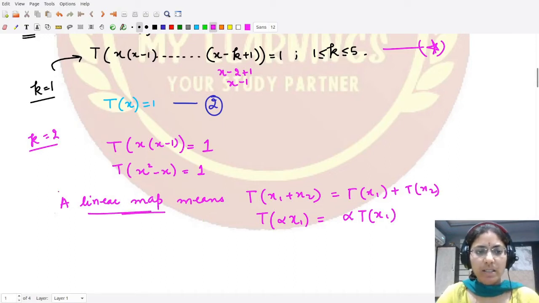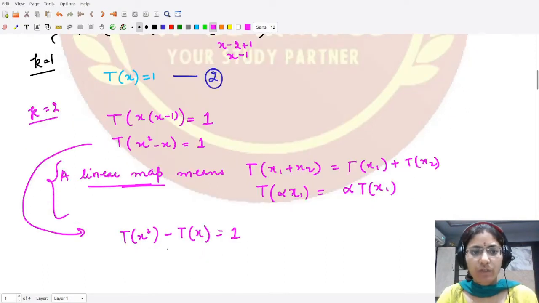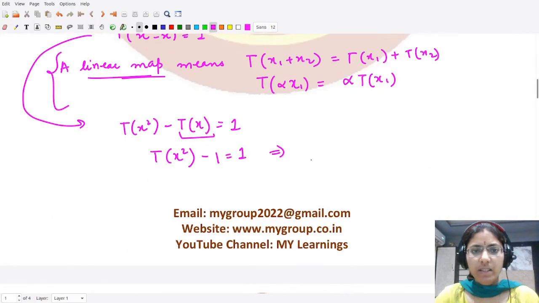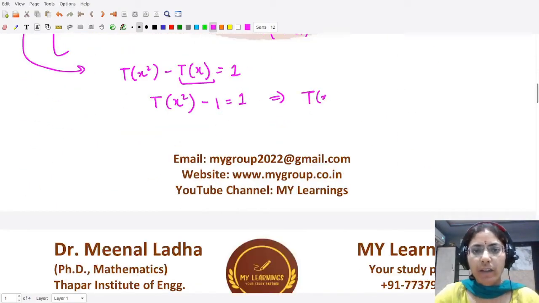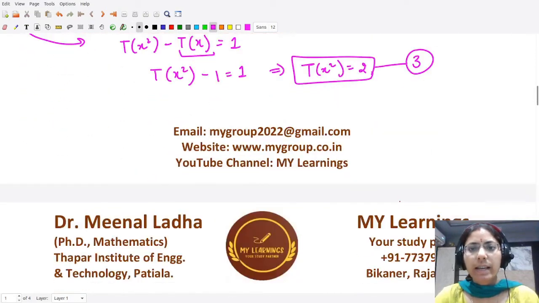So we can apply this thing here. Your expression would become T of x square minus T of x is equal to 1. Now using equation 2, you could substitute the value of T of x. So T of x square minus the value of T of x, which is 1 from equation 2, is equal to 1. You could simplify this, so finally you would have T of x square is equal to 2. Let's mark this as equation number 3. So this is the value of T(x^2), right?